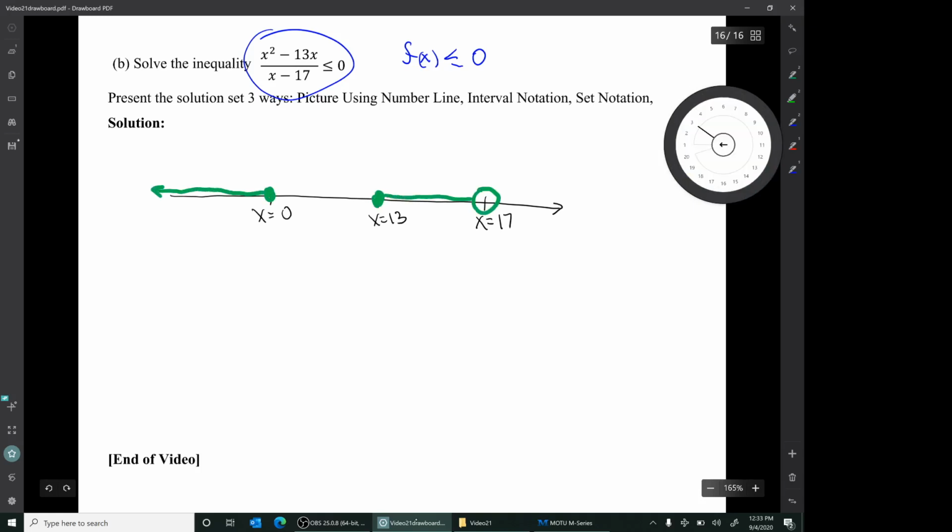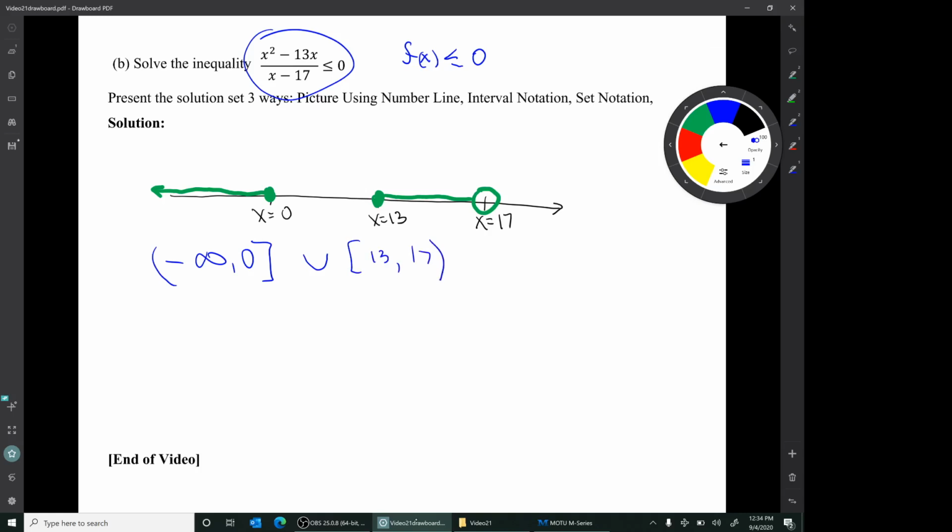So there's our picture. Now it's easy to convert that to interval notation. These are what are called half open intervals. Notice the endpoint x equals 0 is included, but the left side of that interval has a parenthesis. And on this interval here, one side of the interval has a bracket, the other side has a parenthesis. Let's describe this in a set.